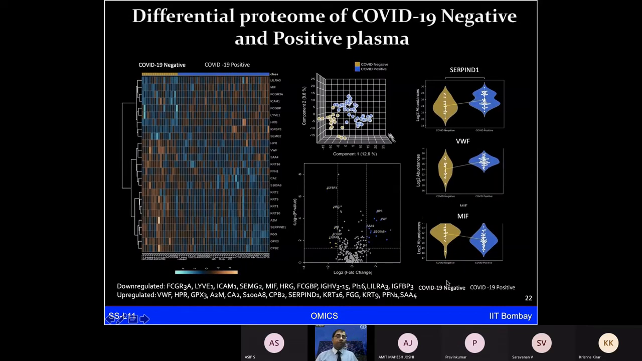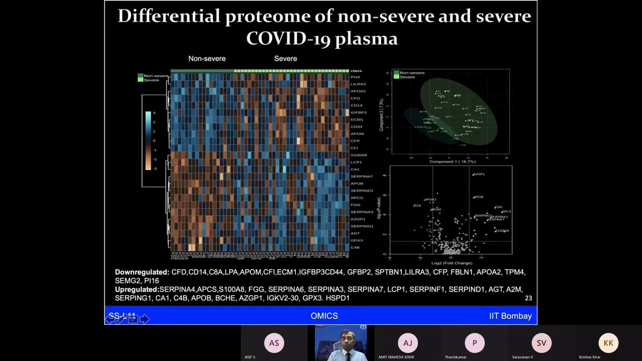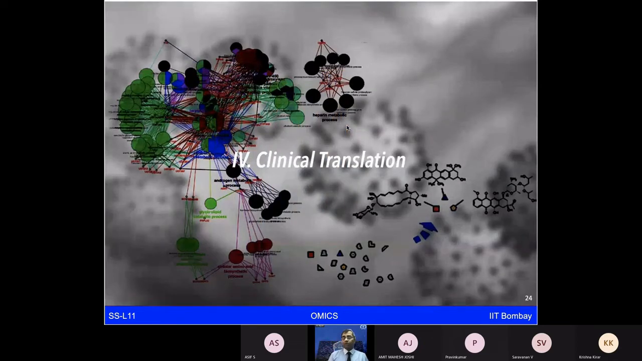To give some more insight into this work, when we look at the plasma samples of COVID positive and negative patients, as you can see, there is a very distinct signature between negative and positive, and these are forming good cohorts in the PCA. We could also see very interesting proteins which are quite different in these two groups of patients, and a subset of proteins which looks much more influential in distinguishing these groups.